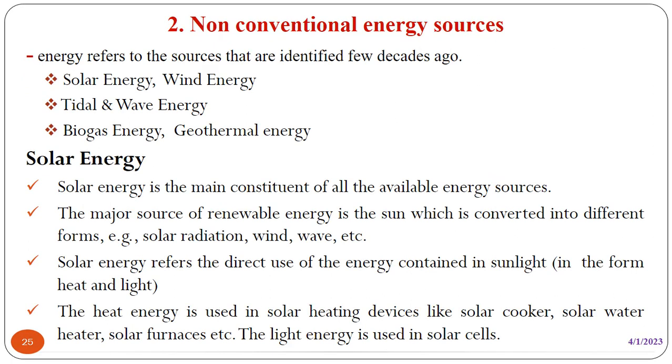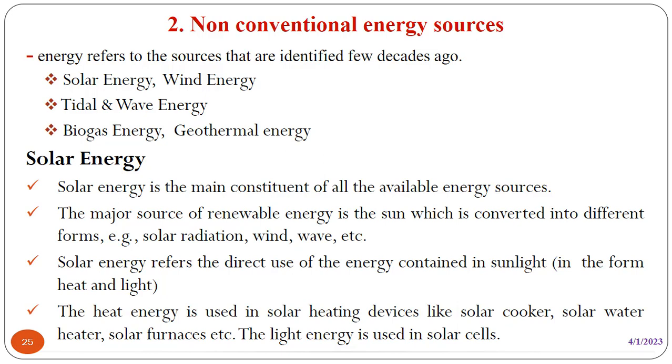The other types of energy source are solar energy, wind energy, tidal wave energy, biogas energy, and geothermal energy. Solar energy is the main one of all the available energy sources, which relates to this energy conversion into electrification. The major source of renewable energy is the sun, which is converted into different forms: solar radiation, wind, wave, and sea.